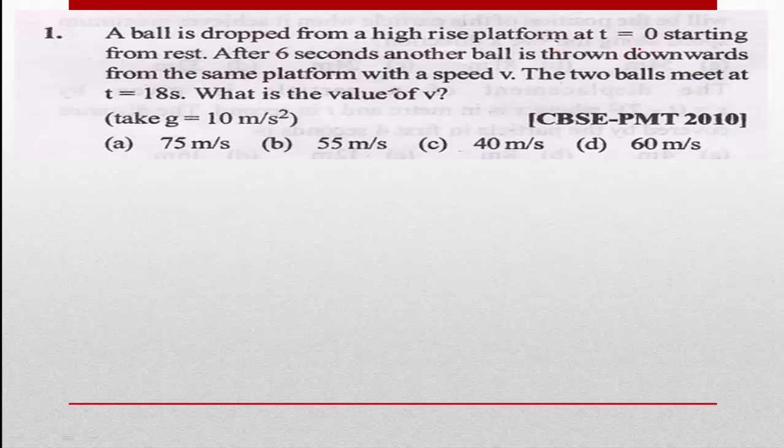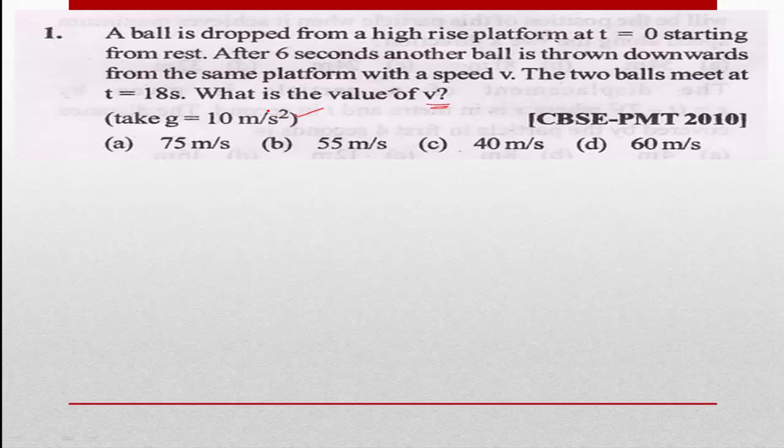platform at a time t equal to 0, starting from rest. After 6 seconds, another ball is thrown downwards from the same platform with the speed v. The two balls meet at time 18 seconds. What is the value of v? And the acceleration due to gravity g is equal to 10 meter per second square.